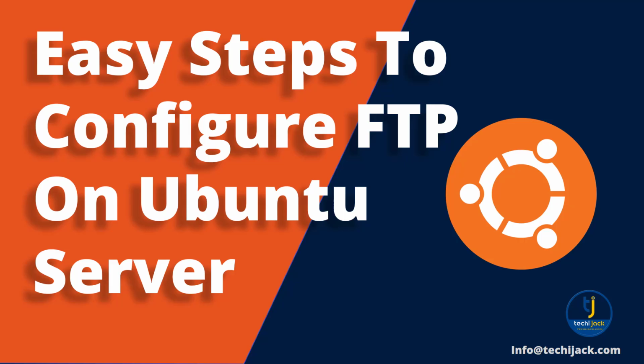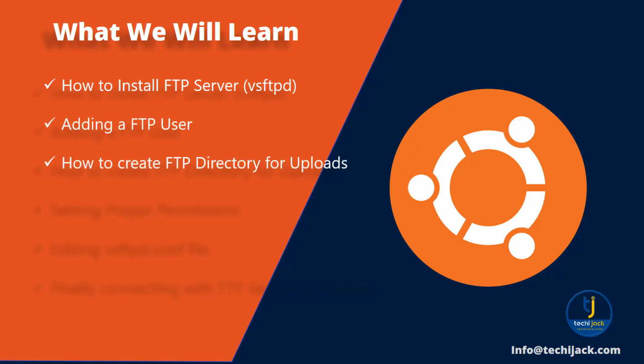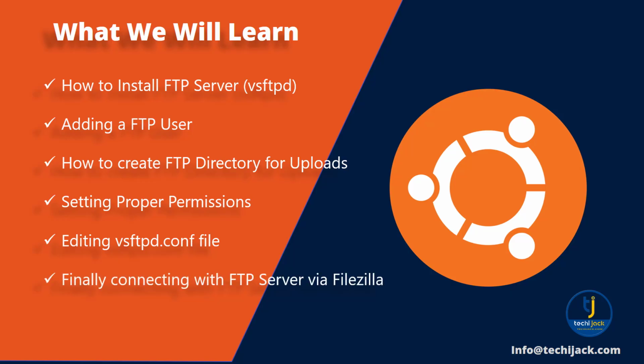So before proceeding, let's see what we will learn. We will see how to install FTP server, that is vsftpd on Ubuntu server, adding a FTP user, how to create a FTP directory for upload, setting proper permissions, editing vsftpd.conf file, and finally connecting with FTP server via FileZilla. So let's go to the server and get started.